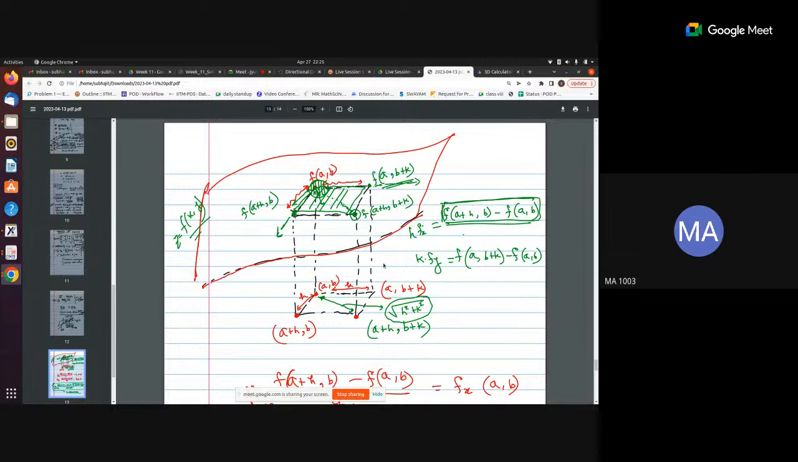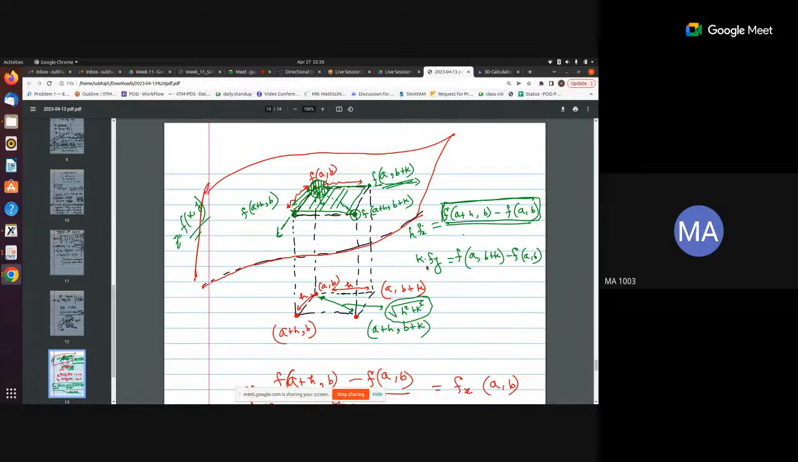Right? Now, what is the difference along the x-axis? This is f of a plus h comma b minus f of a comma b, correct? This is the change along the x-axis. If I divide it by h, that is our fx, that's how we define fx. Clear? Is this part clear to everyone? Yes, sir. Similarly, what is fy? fy is the change in this direction: f of a comma b plus k minus f of a comma b, divided by k, that was our fy.